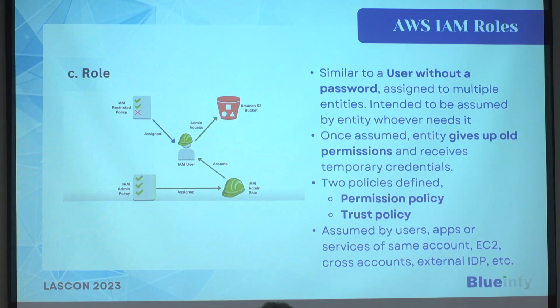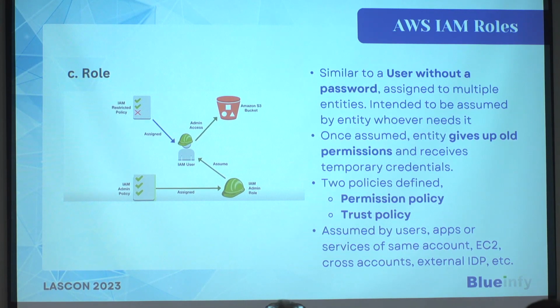The role is something like a hat. When a user performs certain operations, it takes that role, does the operation, and once that is complete, it goes back to its old rules. So it is like a user without a password, and the role has 2 policies attached. One is a permission policy, where you specify that the role can do these things. And the trust policy, which says who can assume this particular role. So this is called the trust policy. These 2 are assigned to that role.